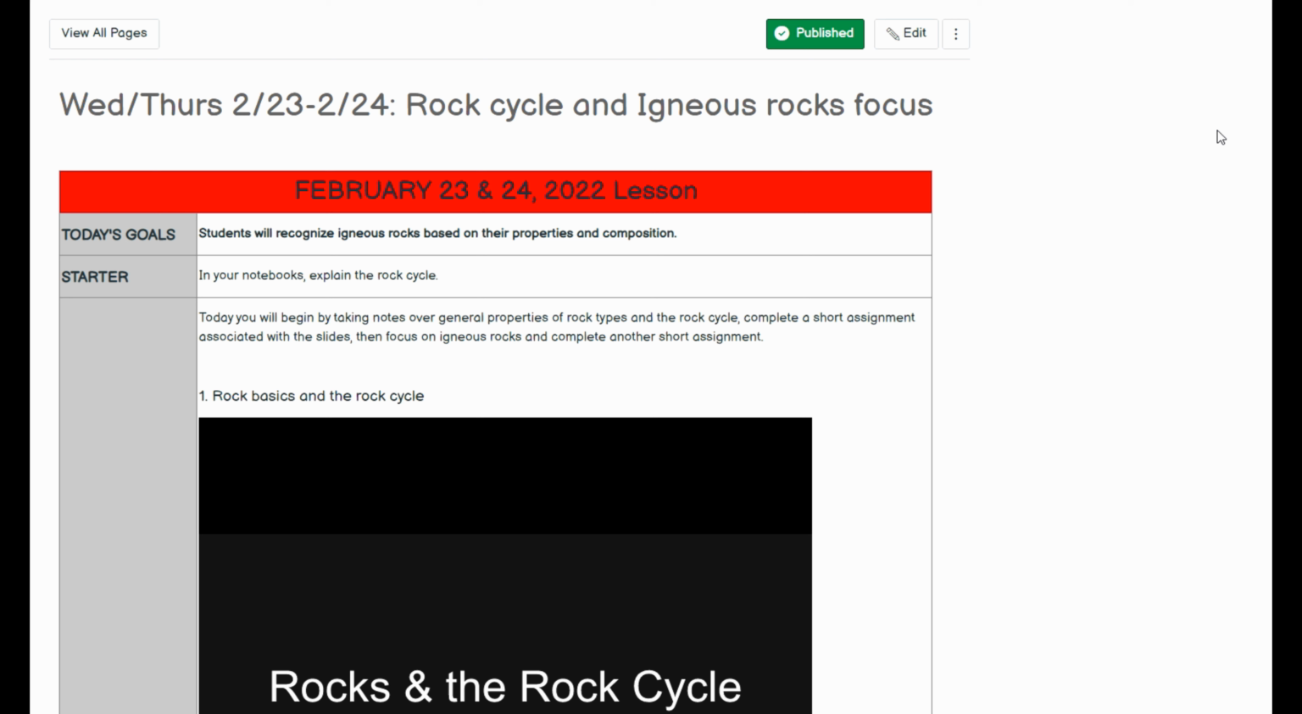First thing you're going to do is always going to be your bell work. So go into your notebooks and give me a short explanation of the rock cycle, what it is, how it works, how rocks change, all of that good stuff. For the rest of the lesson today, you're going to be taking notes on general properties of rocks in the rock cycle, and then you're going to do a short assignment associated with those slides. And then we're going to have our presentation on our igneous rocks focus, and you'll have another short assignment after that. So let's get into it.